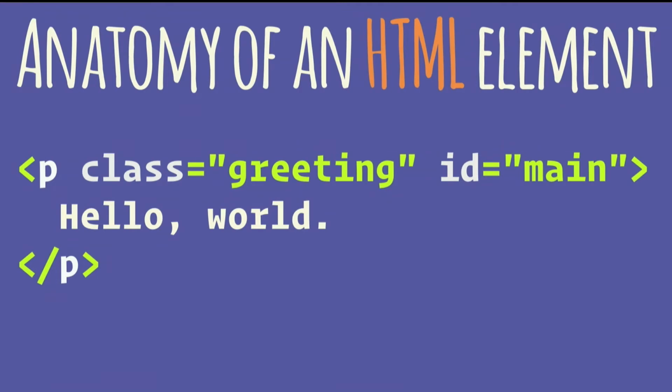What about the P part? What's that? It's the element name. It's what kind of element it is. In this case, a paragraph. Now, class and ID are what? Attributes, that's right. And what do we call hello world? Contents, right? In this case, it's text content.